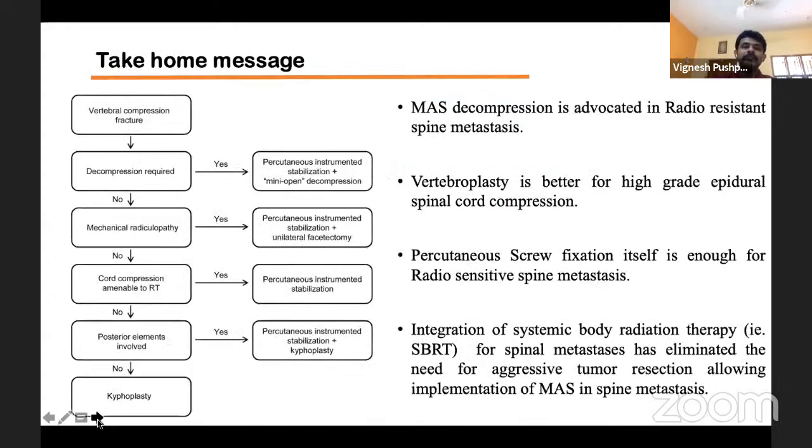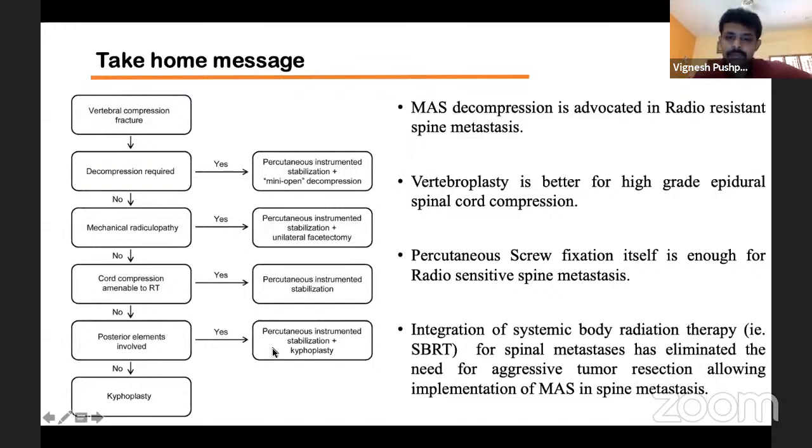This is the treatment algorithm, and the take-home points are: minimal access decompression is advocated in radio-resistant tumors. Vertebroplasty is better for high-grade epidural spinal cord compression. Percutaneous screw fixation is enough for radiosensitive spine metastasis. And the integration of stereotactic body radiotherapy, such as SBRT, for spine metastasis has eliminated the need for aggressive tumor resection, 360-degree tumor resection, allowing the implementation of minimal access in the treatment of spine metastasis.